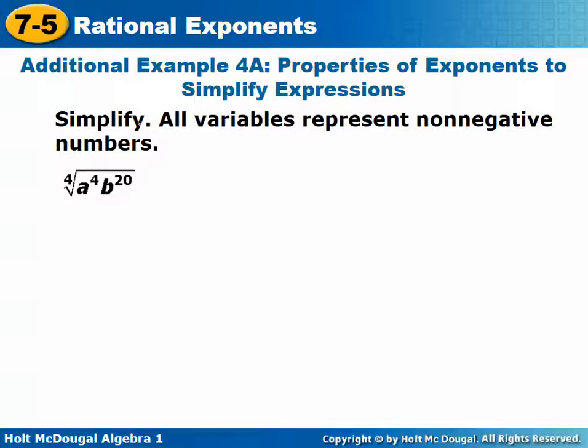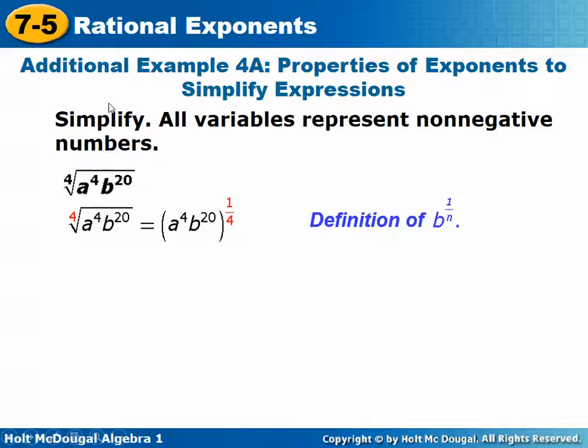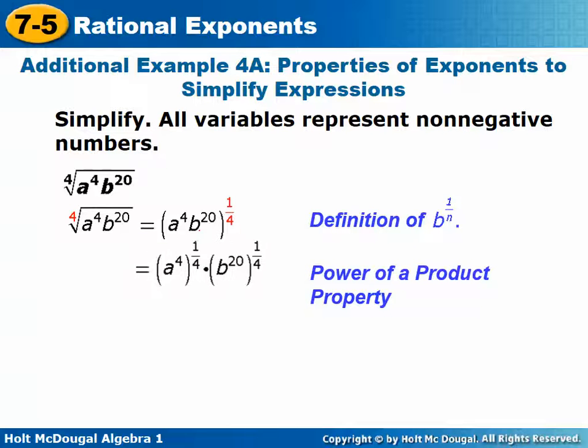We're going to do just a little bit more work with roots here. If we are going to simplify when there's variables, this is how we're going to do that. So if we have the 4th root of a to the 4th, b to the 20th, that's the same as a to the 4th times b to the 20th, all raised to the 1/4 power. Now our properties that we learned about in 7.3 tell us that we have to take that power and put it on each factor. So we have a to the 4th raised to the 1/4, and b to the 20th raised to the 1/4.